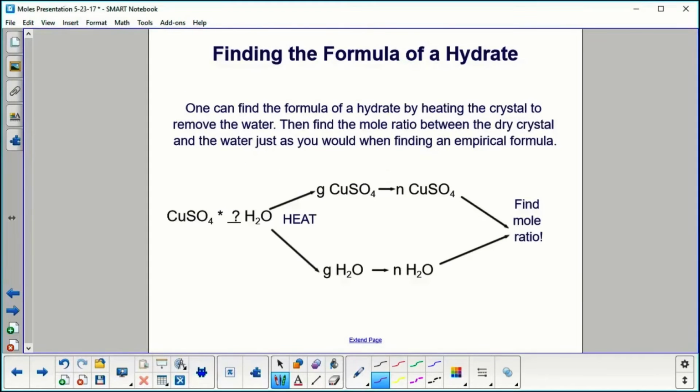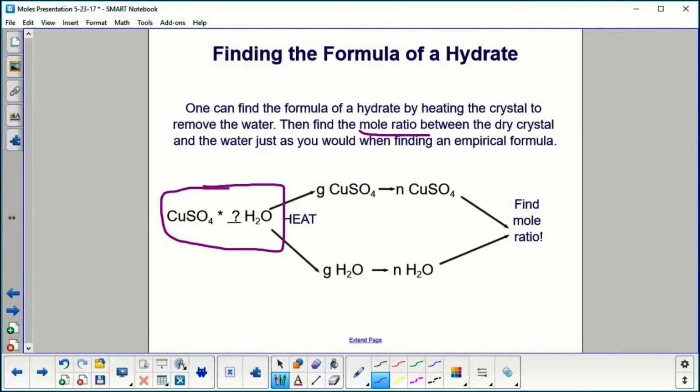In the lab, you can actually find the formula of a hydrate by heating the crystal to remove the water. Then, find the mole ratio between the dry crystal and the water just as you would when finding an empirical formula. Same process. So here's our mystery. We have copper sulfate, and we know it's hydrated, we just don't know how much.